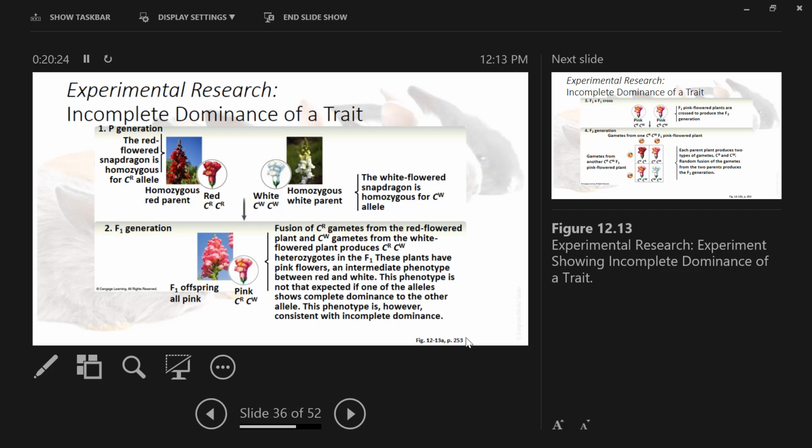Does that happen in humans? Oh yeah, there are traits that are incomplete dominance. A lot of traits are incomplete dominance. The problem with humans is we have very few meaningful phenotypes that are controlled by a single gene, and so you have way more complicated factors going on as well.